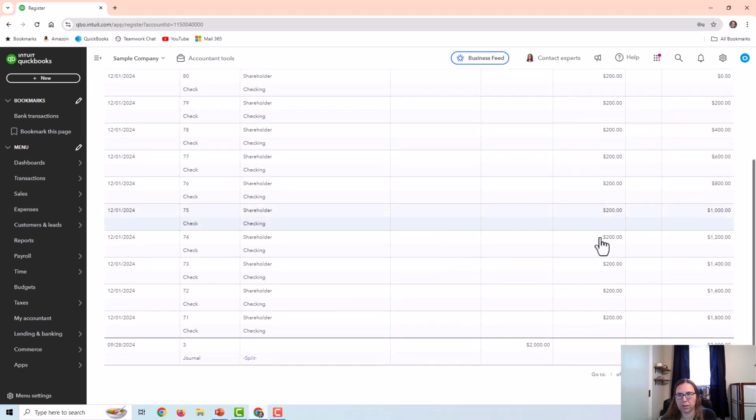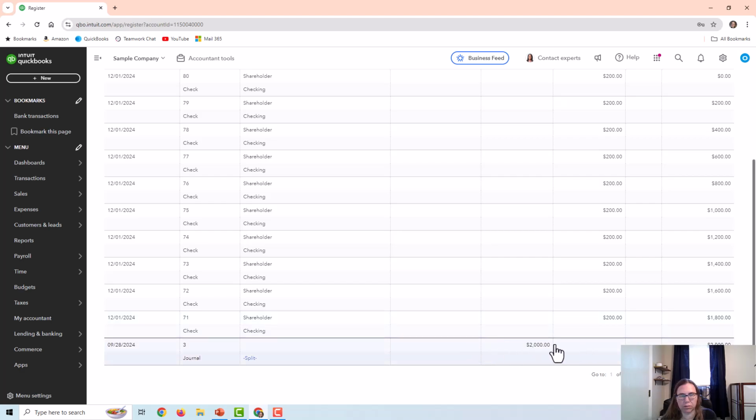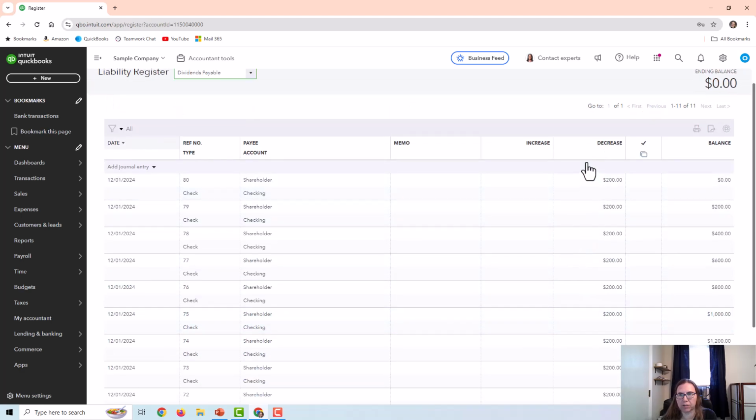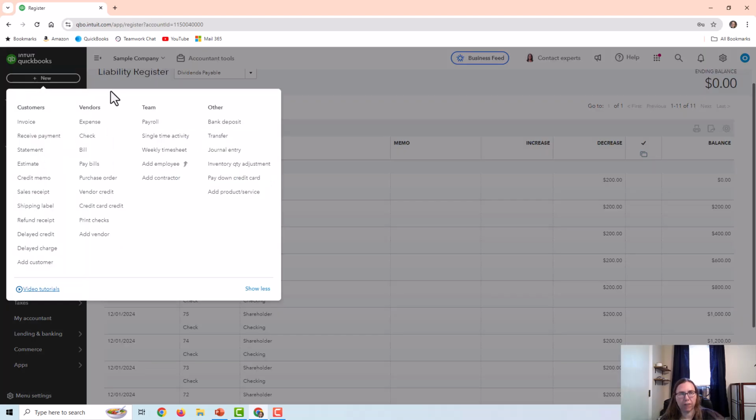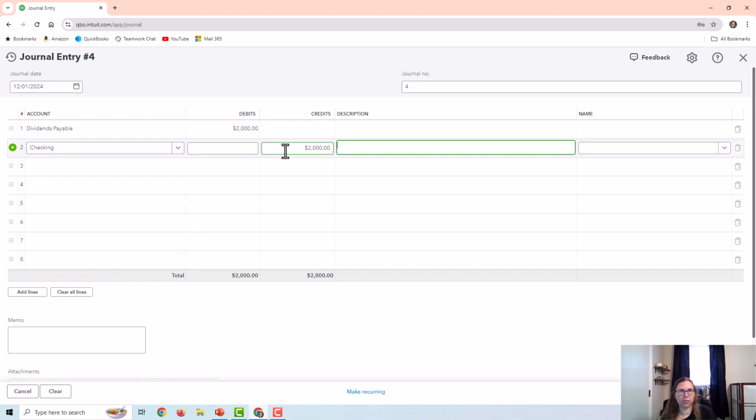And you can see that I had one increase to this account when I did that original journal entry when the dividends were declared, and then on the payment date when the dividends were actually paid, it just came right out of dividends payable. And I could have done a journal entry instead of a check, or journal entries, and if I had done it that way, I would have just done a new journal entry, debit dividends payable, and credit checking.